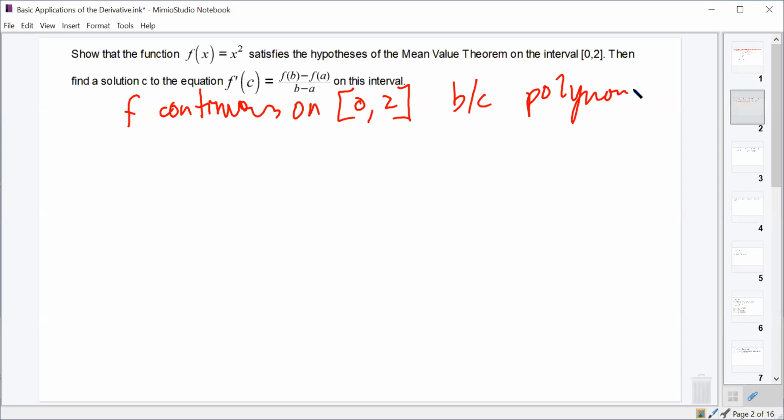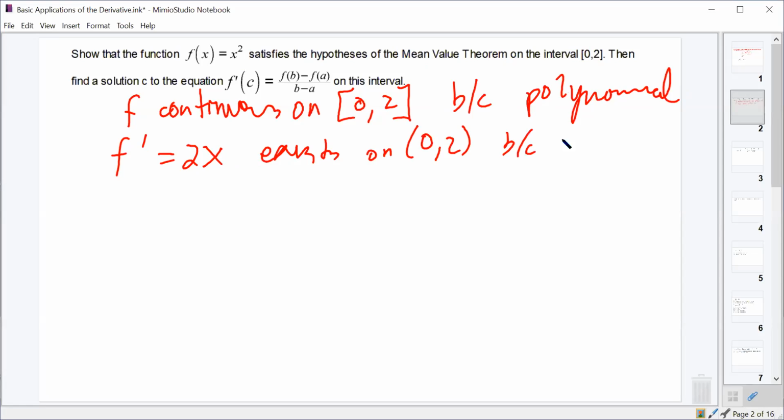And we also know that all polynomials are differentiable, but we could also just say f prime, which equals 2x, exists on the open interval 0 to 2. Once again, because it's a polynomial. Or we could just say that we know the derivative exists because the derivative of a polynomial exists. So good with the continuity and the differentiability.